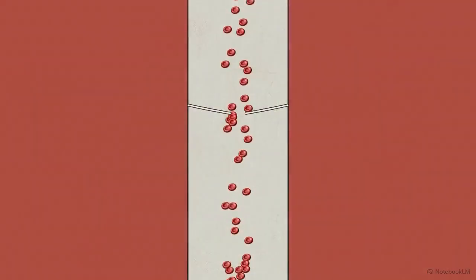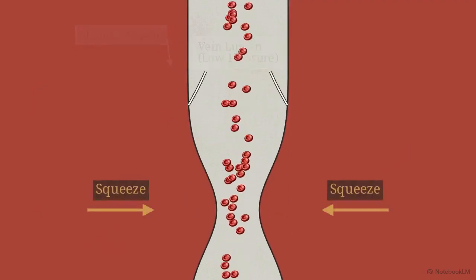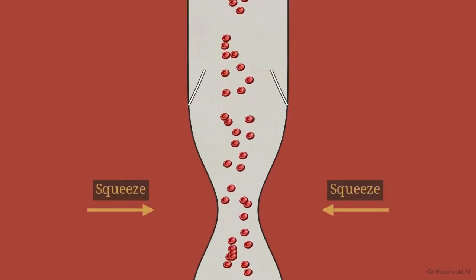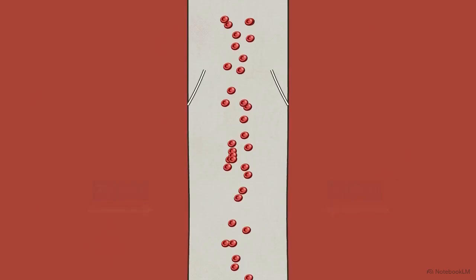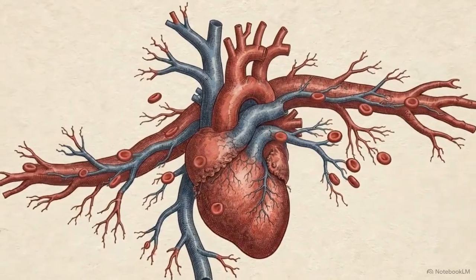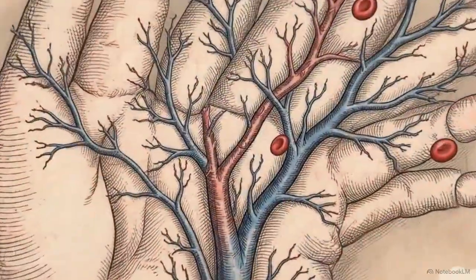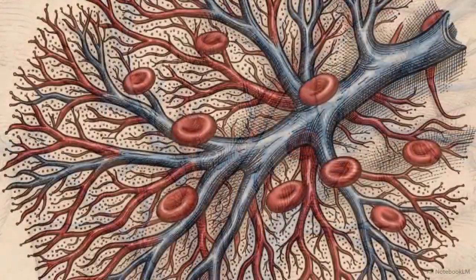Moving this low-pressure blood upward against gravity requires external help. The contraction of nearby skeletal muscles compresses the veins, squeezing the fluid upward. Internal one-way valves immediately snap shut to trap the blood and prevent it from falling backwards. The architecture of the piping dictates the flow. Every vessel is precisely calibrated to handle the specific pressure dynamics of the blood it carries.